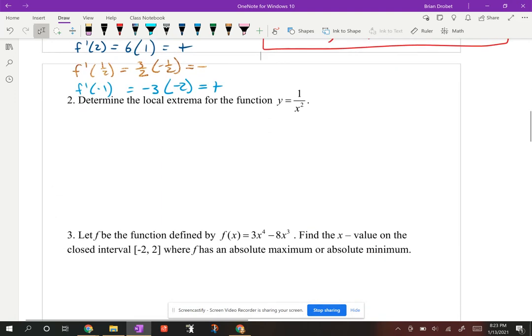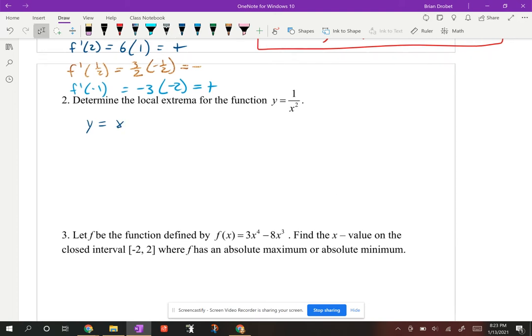Determine the local extrema for the function y equals 1 over x squared. All right, same process. I'm going to start by finding the derivative. And to find this derivative, I think what I'll do is I'll write it as x to the negative 2. That makes y prime equal to negative 2x to the negative 3, or negative 2 over x cubed.